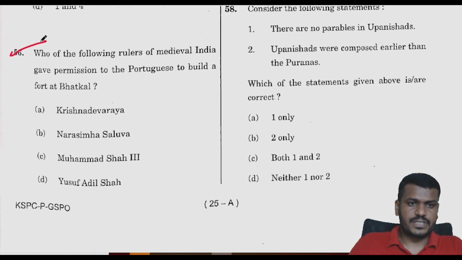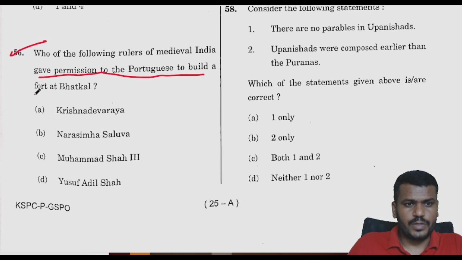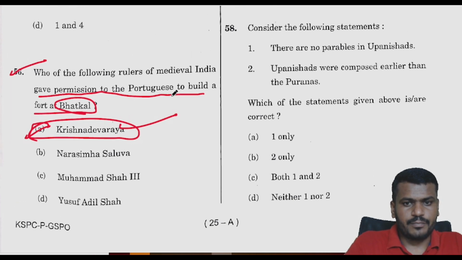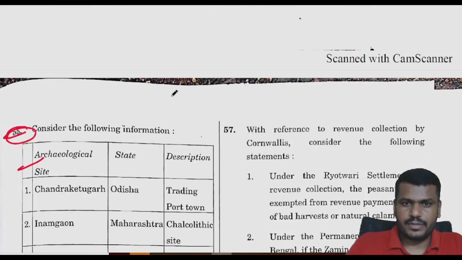Okay, next, 56th question: which of the following rulers of medieval India gave permission to the Portuguese to build a port in Batkal, that is in Karnataka? Definitely it was ruled by the Vijayanagara Empire. Krishnadevaraya gave permission to build a port in Batkal, guys. Okay, always remember that one.